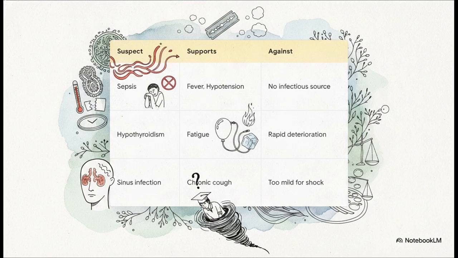Okay, next they look at hypothyroidism. That would explain the severe fatigue and low blood pressure, right? But it totally fails to explain his fever or the sheer speed of his collapse. They even toss around the idea of a simple sinus infection because of his chronic cough, but let's be real, a sinus infection is just way too mild to explain a healthy college kid going into shock.